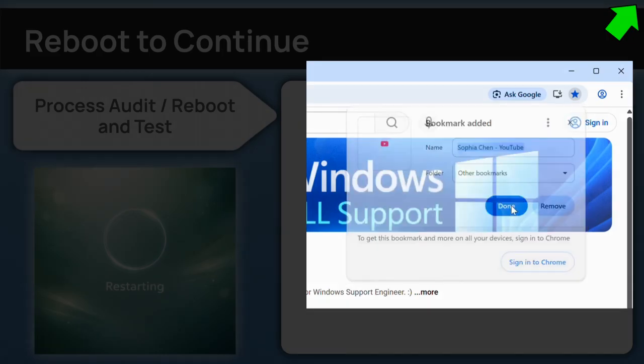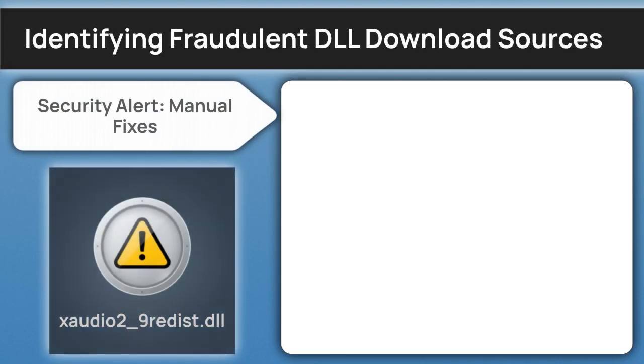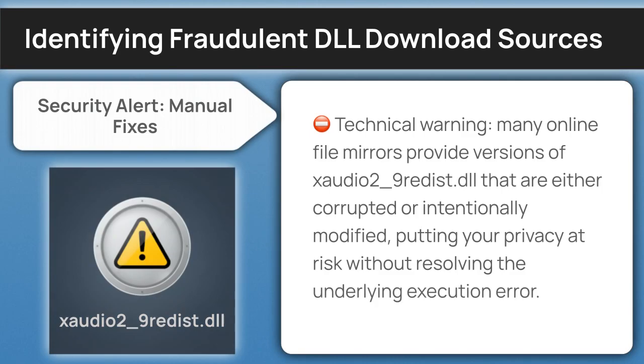To protect your system architecture, I have a few recommendations regarding file authenticity. Protect your digital environment by ignoring unofficial download links for the Xaudio2 9 redistributable DLL that could lead to identity theft or the permanent loss of sensitive project files.